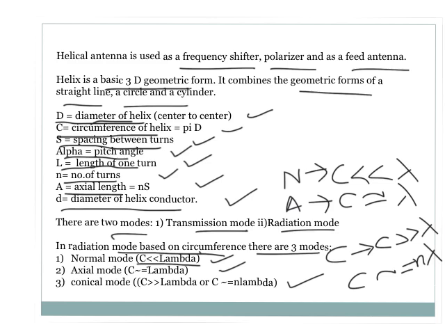There are two modes of operation of the helical antenna: the transmission mode and the radiation mode. In radiation mode, based on the circumference, there are three modes. One is normal mode, in which C is very much less than lambda. Another is axial mode, in which C is almost equal to lambda. And the third is conical mode, in which C is very much greater than lambda, or we can say that C is almost equal to N lambda.